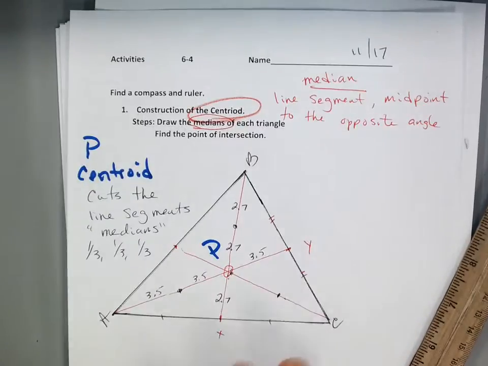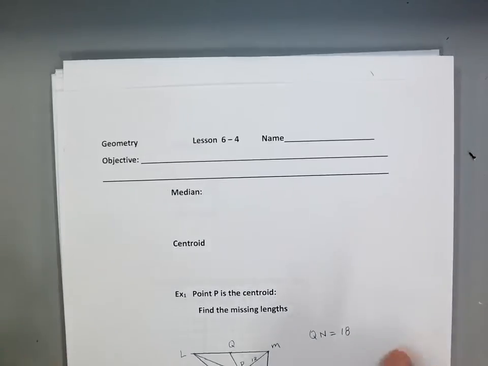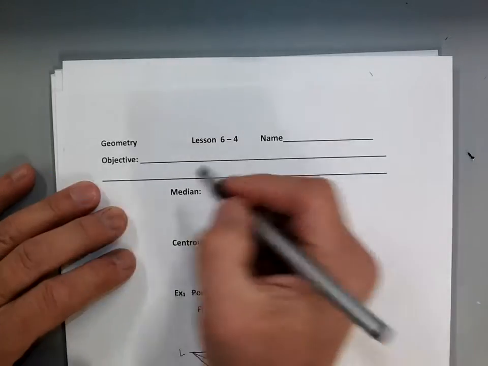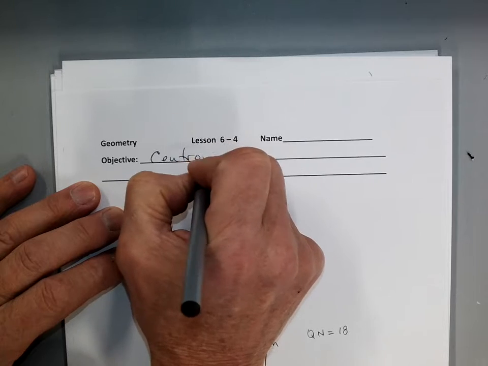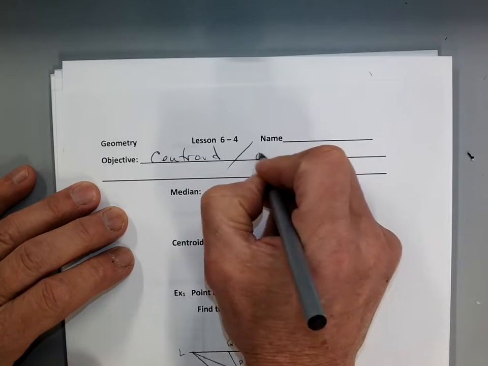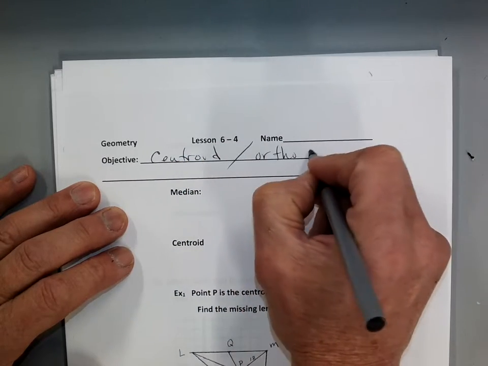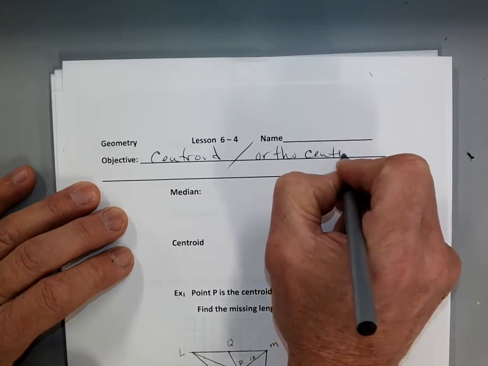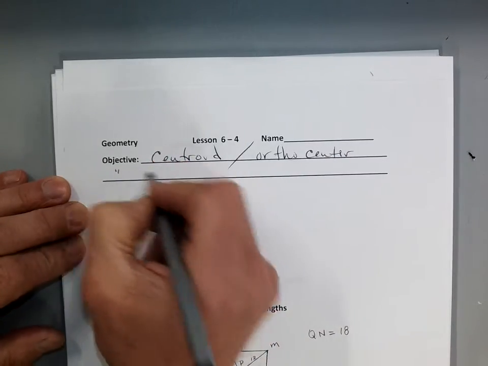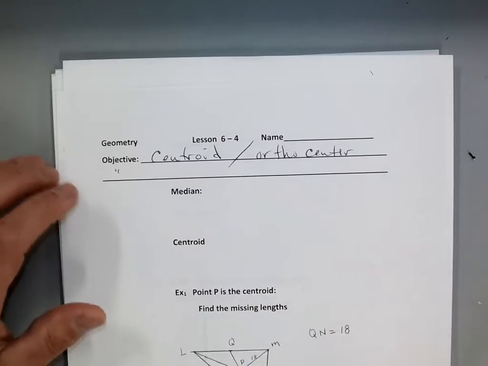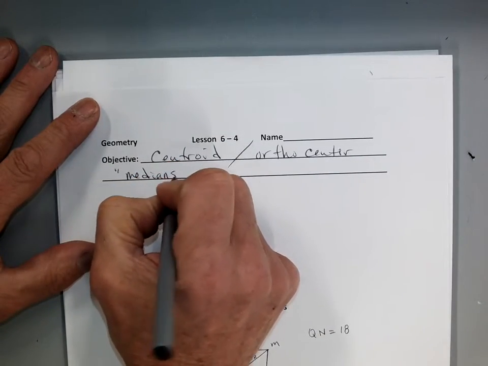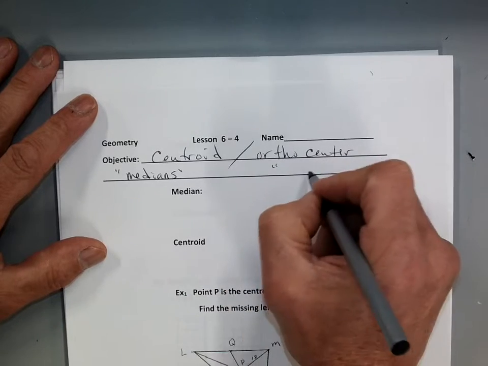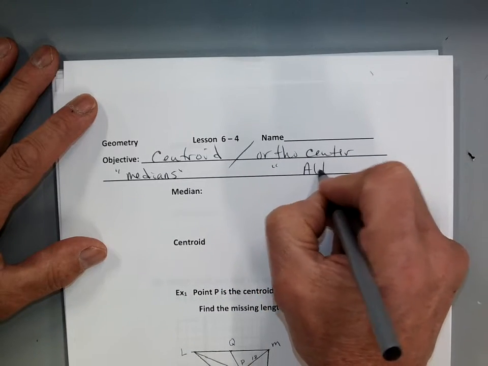Now, here's my notes. So today's notes, let's continue with this. We're going to talk about my centroid and my orthocenter. Where the centroid is made by my medians and my orthocenter is made by the altitudes.